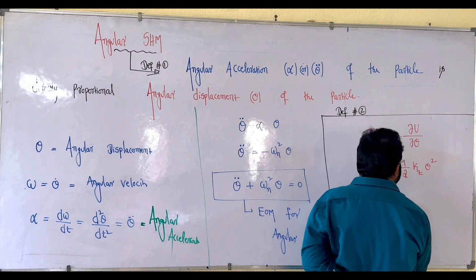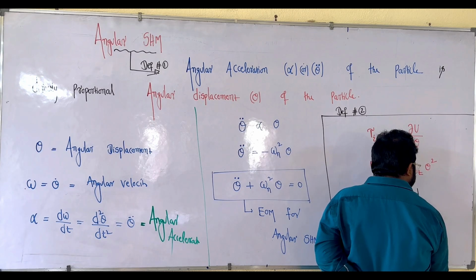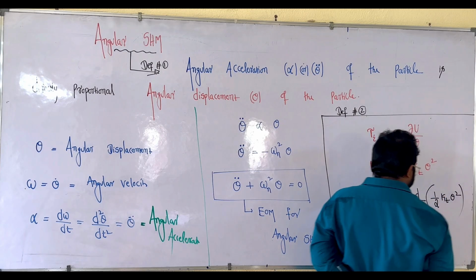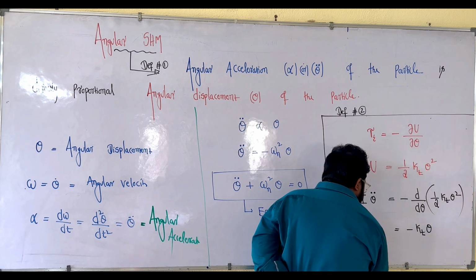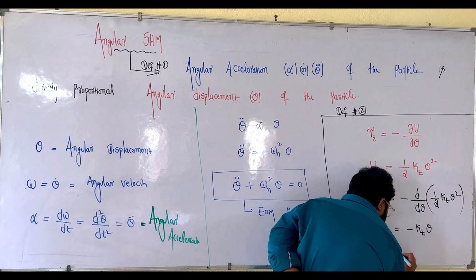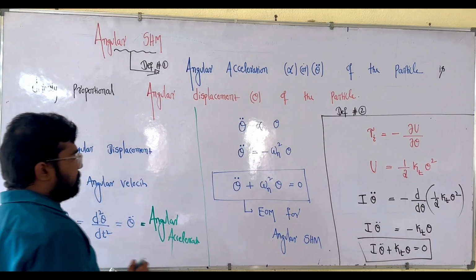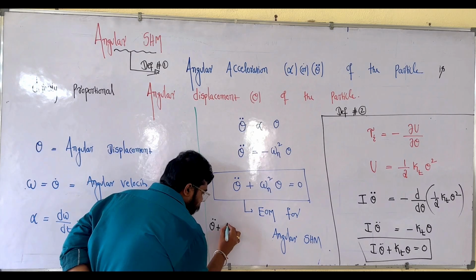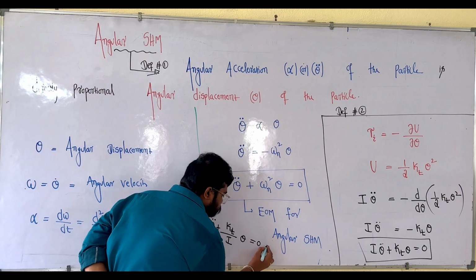Theta double dot equals minus d by d theta of half K_T theta square. If you substitute that, what will you get? Minus K_T theta. This is I theta double dot plus K_T theta equals 0. Understood? We can write it as theta double dot plus K_T by I into theta equals 0.